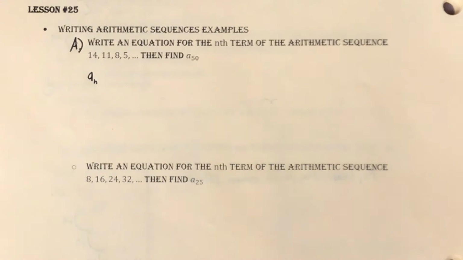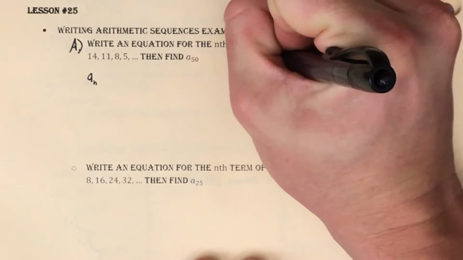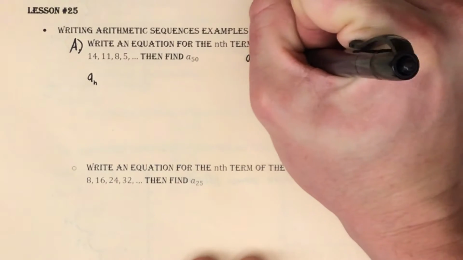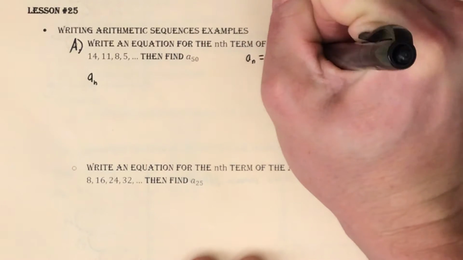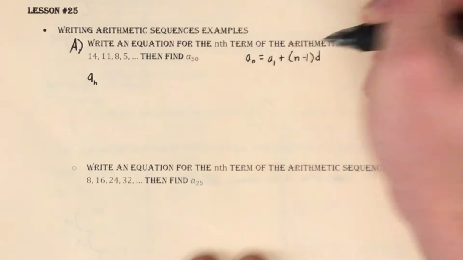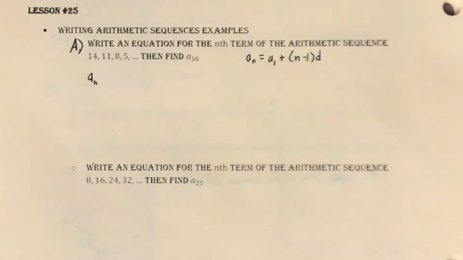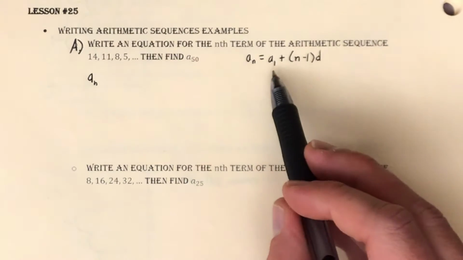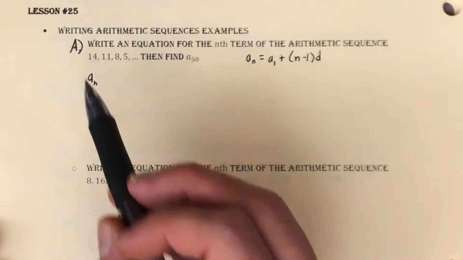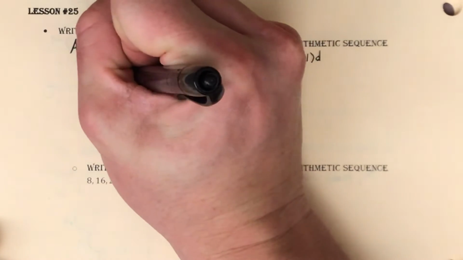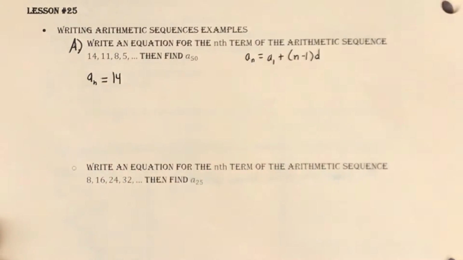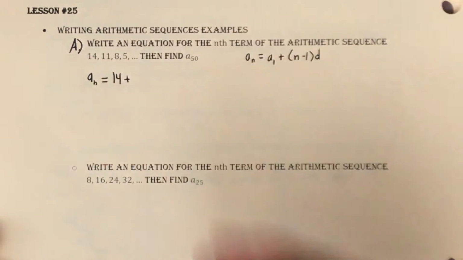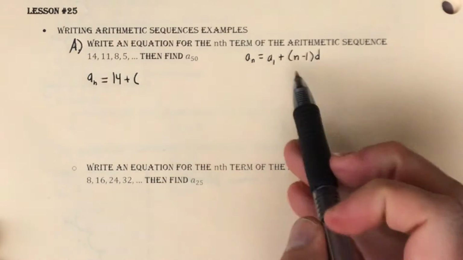All right, so then what we want to do here is we need to plug this information into that formula that we had above, which, reminder, was A of n equals A of 1 plus n minus 1 times d. So we're going to plug information in there. Well, A of 1 stands for the first term. The first term of this arithmetic sequence is 14, so I'm going to write that. A of n equals 14, and then that is plus the parentheses n minus 1.